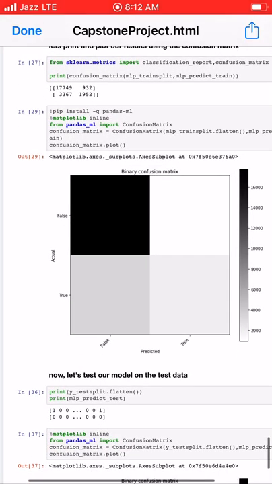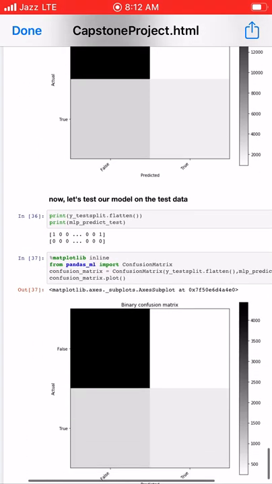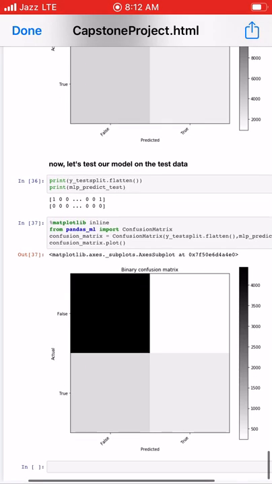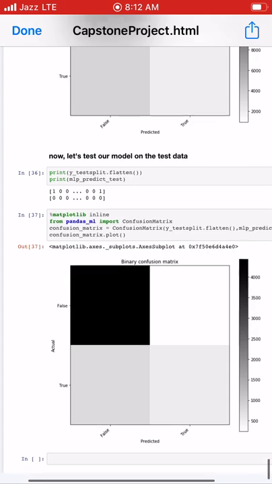Now we have tested our model on the training data. Let's have a look at the test data. When we print the confusion matrix of the test data, we can see there are more than 4,000 out of 6,000 entries that are correctly predicted.